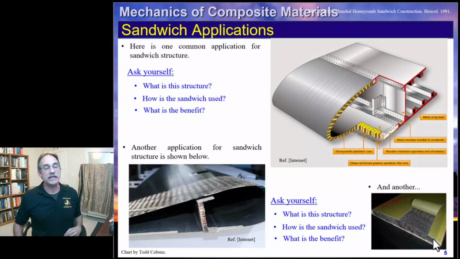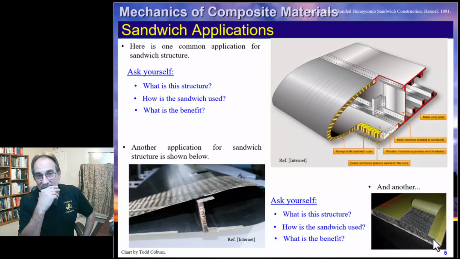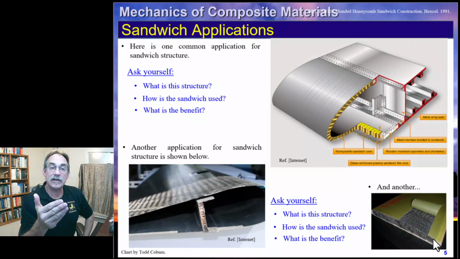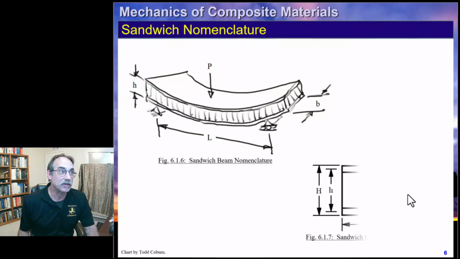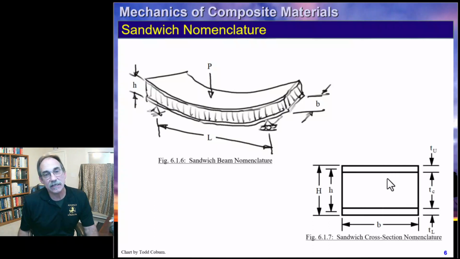And here's another little piece, where we have smaller pieces that need to be able to react localized forces. A lot of times we can make that use a really low density foam or honeycomb core and then cover it with face sheets to get a pretty efficient structure. Let's take a look at nomenclature before we start getting into the analysis.